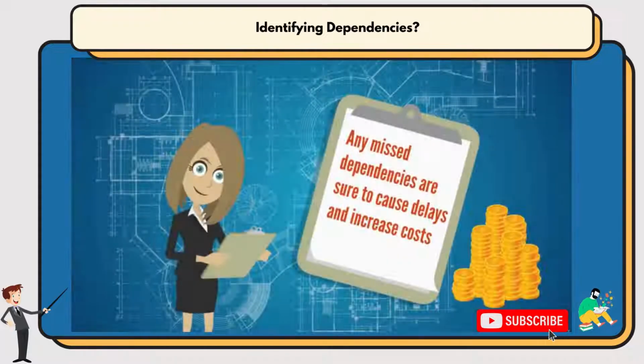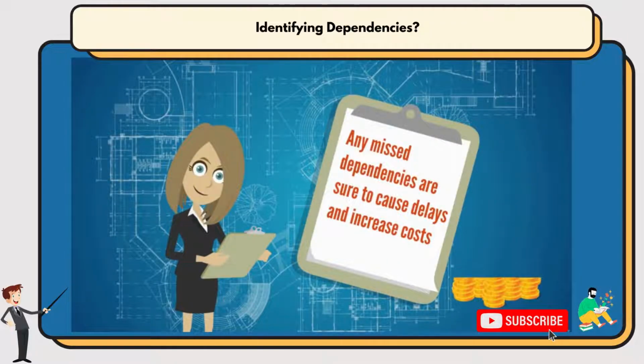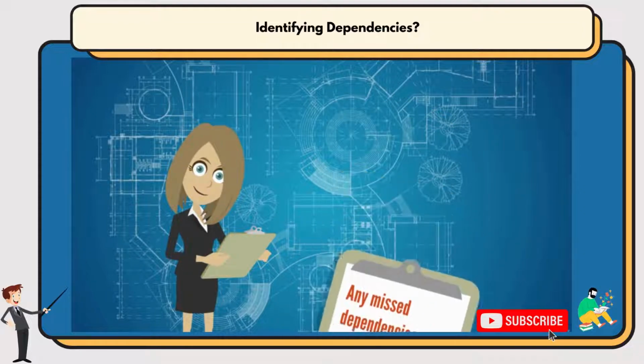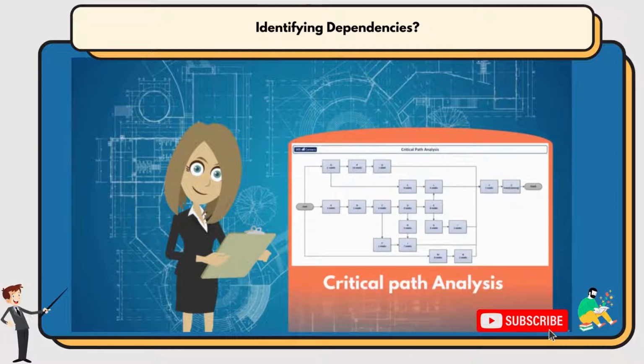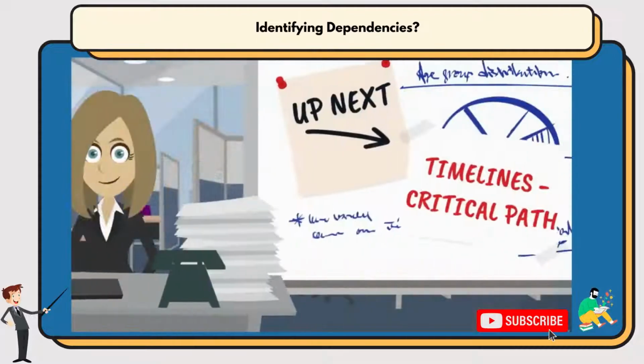As always, the project manager must take all these factors into consideration because any missed dependencies are sure to cause delays and increase costs. Once the project manager has worked out the dependencies, we can apply the critical path method we came across a couple of lessons ago to potentially find out the shortest time in which we can complete the project. So let's look at this next.